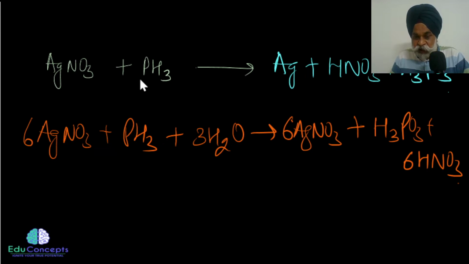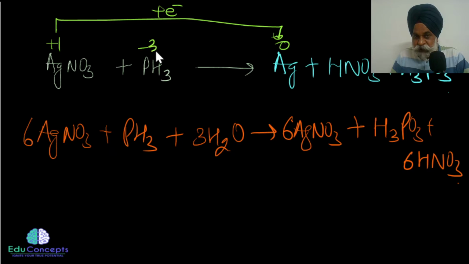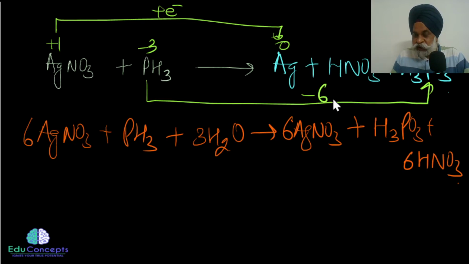Now from here what I have picked up is that silver goes from +1 to 0, so it has taken 1 electron. And phosphorus is in -3 and it goes to +3, so it has lost 6 electrons. That means if it is losing 6 electrons, there must be somebody who would take 6 electrons. That is why I took a tip from here. I have used 6 moles of silver nitrate. So thereafter you can do the balancing.